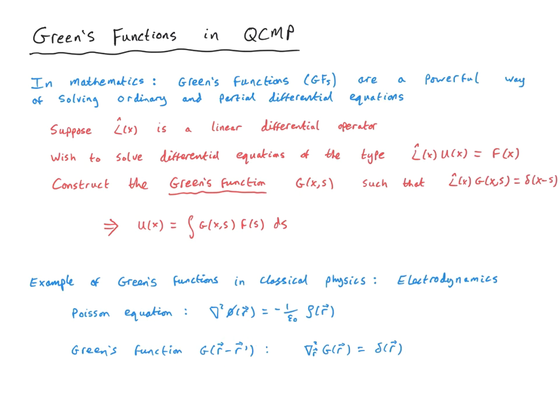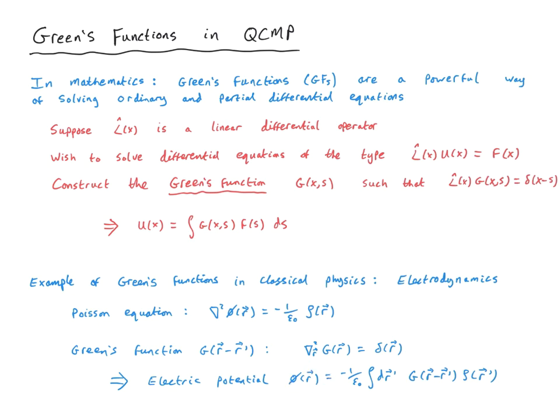We define our Green's function g of r such that when we operate on it with our Laplacian, we get the delta distribution delta of r. Substituting this into the Poisson equation, we then find an expression for our electrical potential.